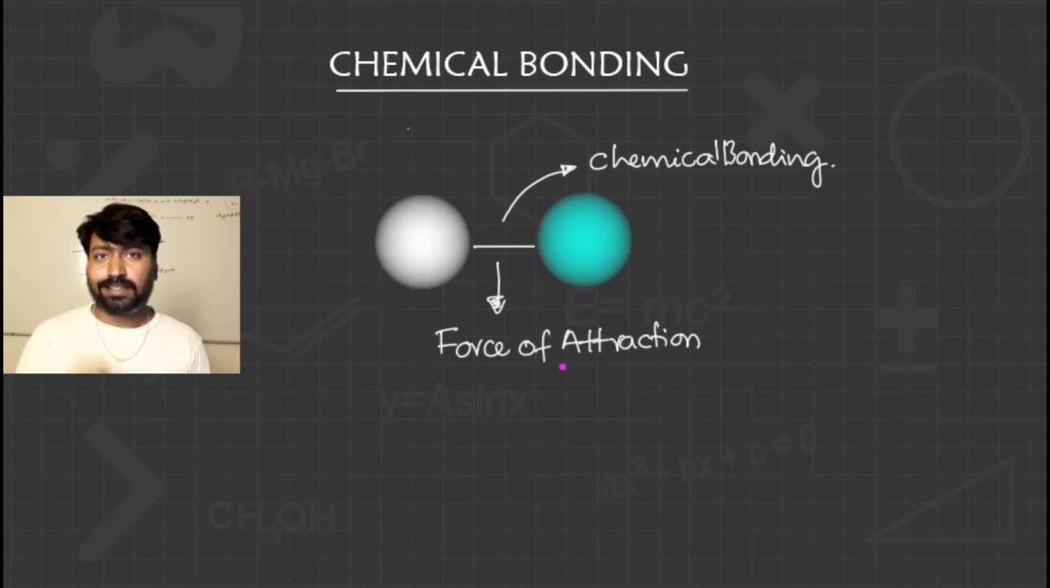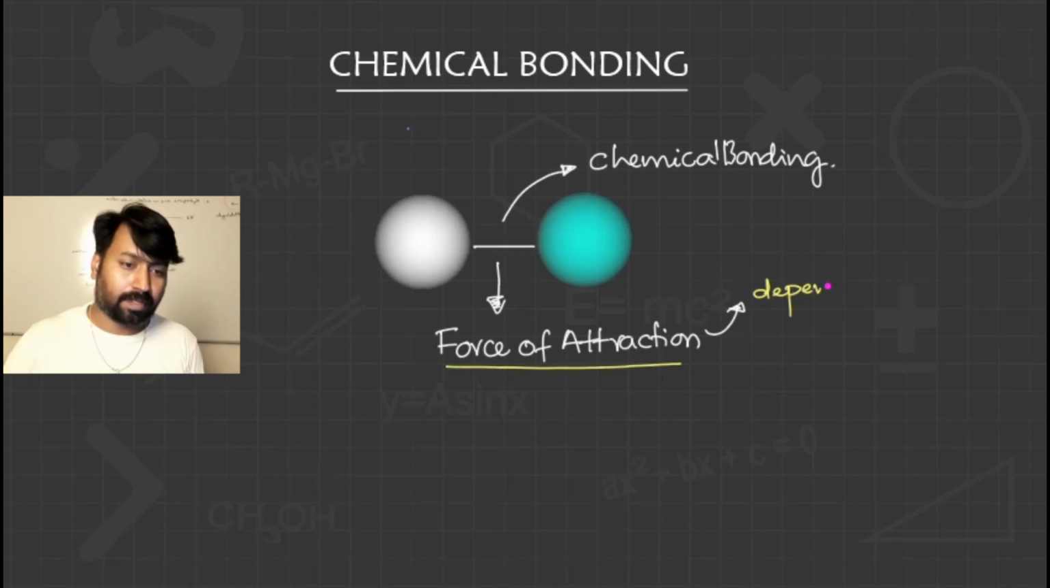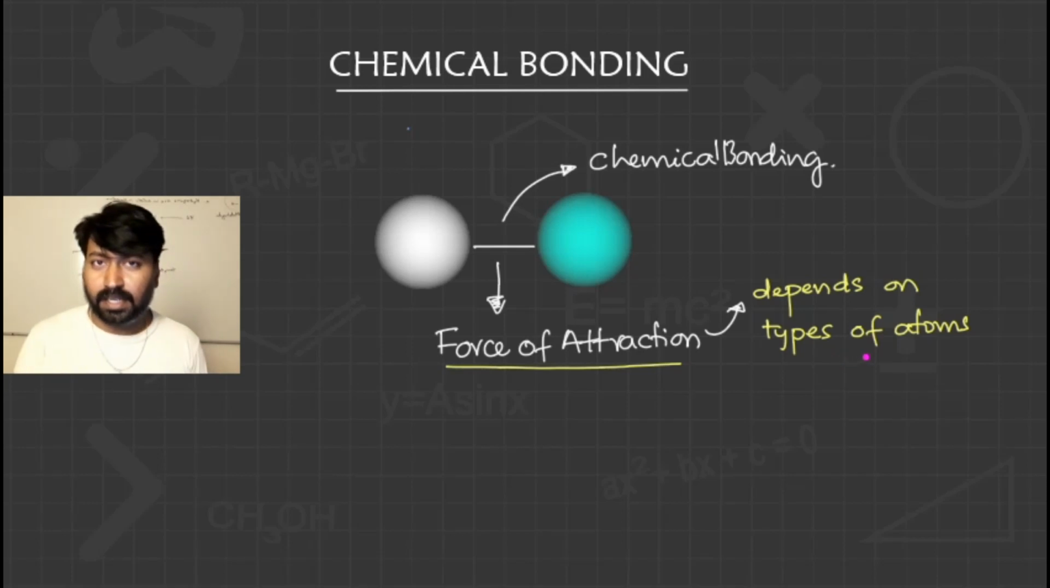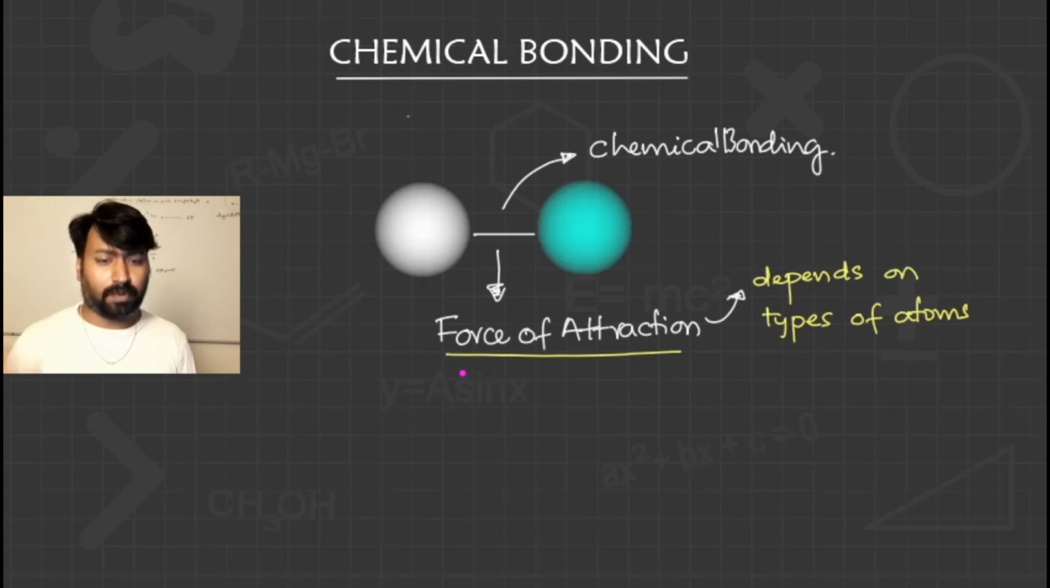One important factor is the type of the atoms. Let me write this point here. This force of attraction depends on the types of atoms. For example, if there is a metal and a non-metal, there may be formation of ionic bonding. If there are two metals, metallic bonding. If the two atoms are identical, or their electronegativities are the same, then a covalent bond may form. And therefore we have to write the types of bonds.